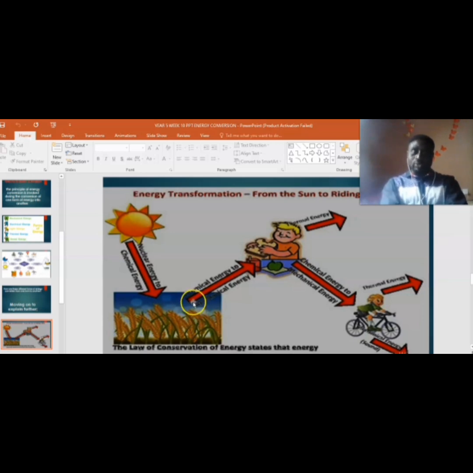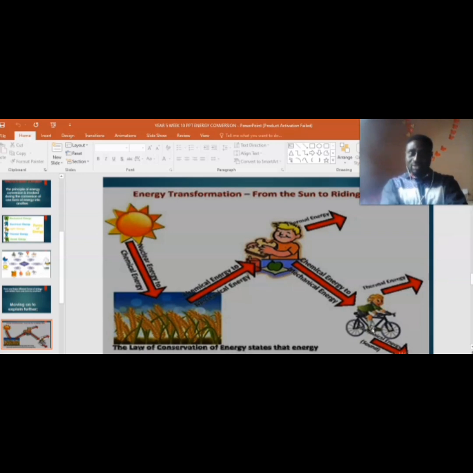Then the chemical energy stored in this plant in the form of starch will be consumed by humans from eating plant materials like bread. In this case, we have an apple here, or any plant material at all. It stores chemical energy in the form of starch or glucose. Now when this is taken, it will energize this boy's body, to be able to carry out what we call mechanical energy, which is applied in riding or pedaling this bicycle to move from one point to another.